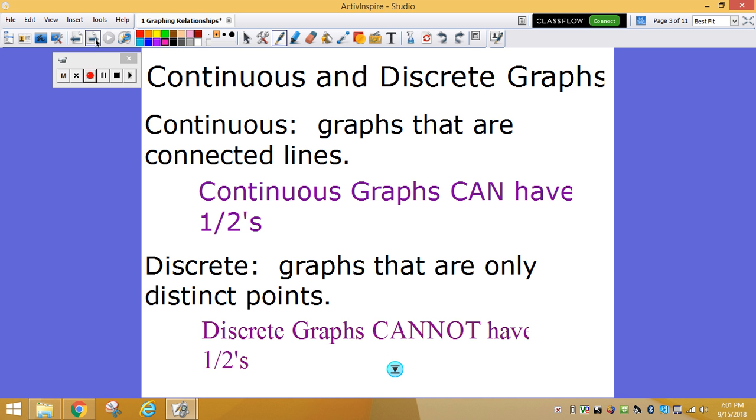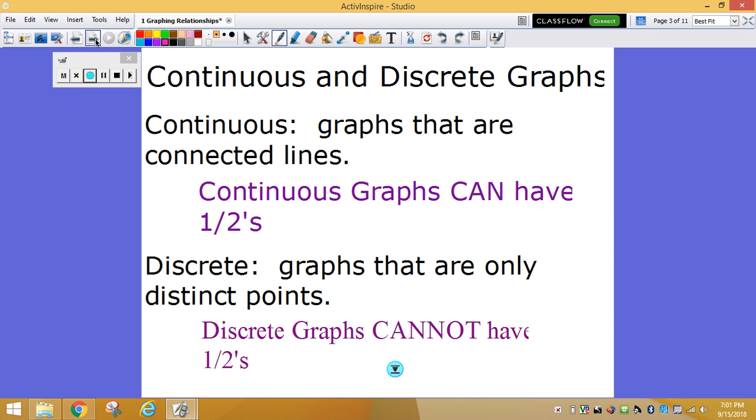This you need to write down, continuous and discrete graphs. We're going to talk about the difference. Continuous graphs are graphs that are connected lines, okay? Like you might plot some dots, but you're going to connect the dots, okay? And an important thing to know about continuous graphs is that you can have halves. For instance, height. You can be 5.5 feet. That's okay. Time. You can be walking somewhere and it takes you 2.5 minutes or 2.2 minutes. Continuous means you can have decimals, you can have halves, you can have parts of it.